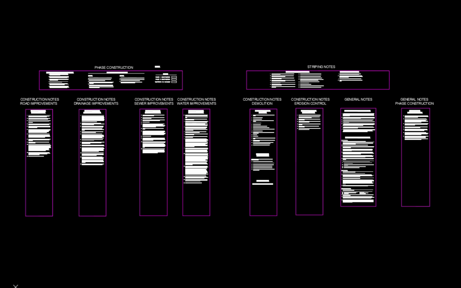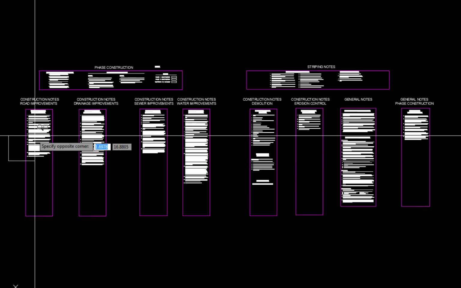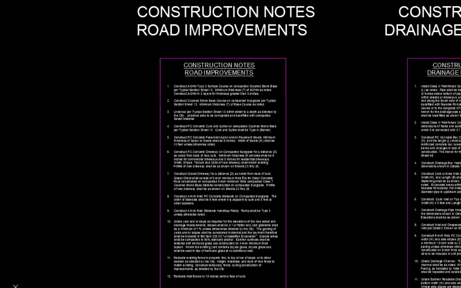The notes drawing, which contains the general and construction notes used by Atkins, is shown. These notes are modified as needed for each particular project. Road construction notes describe the various items of work shown on the road improvement drawing.